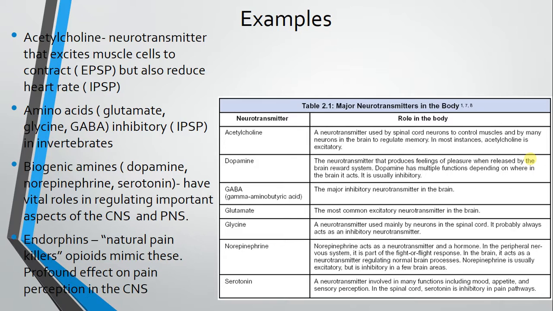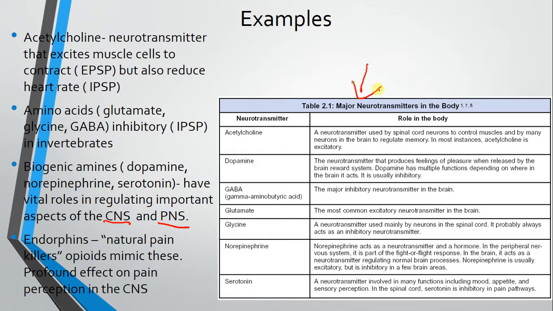So it has a different role depending on the channels that it binds with. Amino acids such as glutamate, glycine, GABA, which is the abbreviation for gamma aminobutyric acid, are inhibitory, or IPSP, in most invertebrates. Biogenic amines, so dopamine, norepinephrine, serotonin, have vital roles in regulating important aspects of both the central nervous system and the peripheral nervous system. And your endorphins are like natural painkillers that opioids like heroin try to mimic, and they have profound effects on pain perception in the central nervous system.